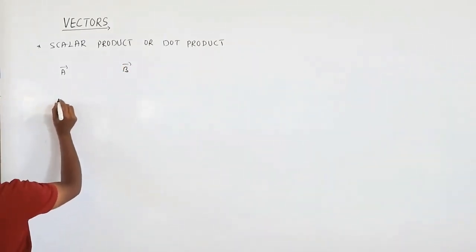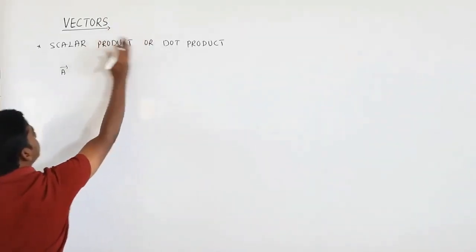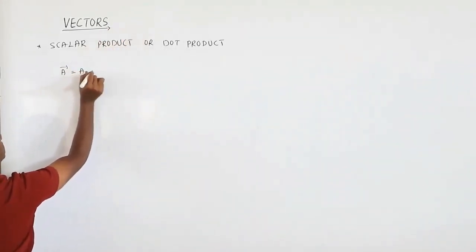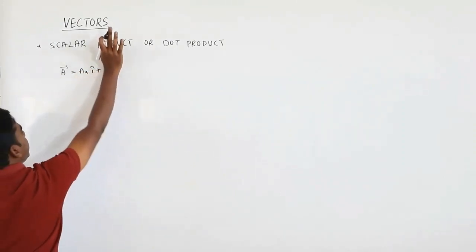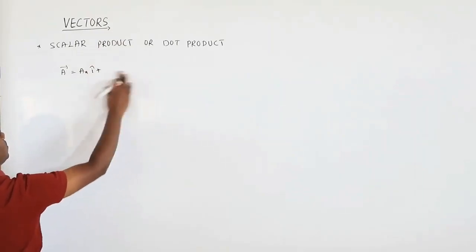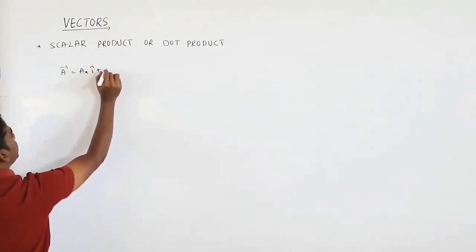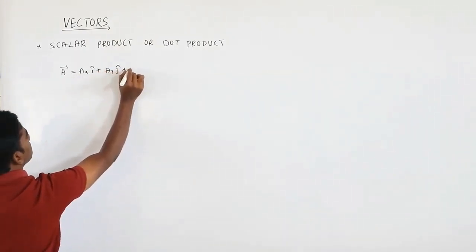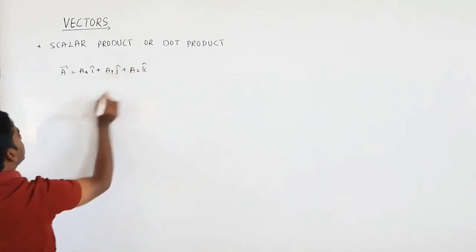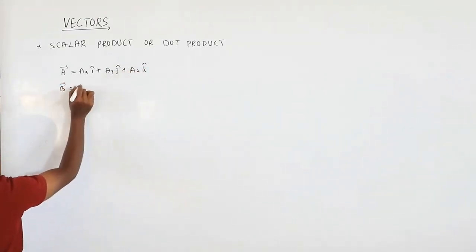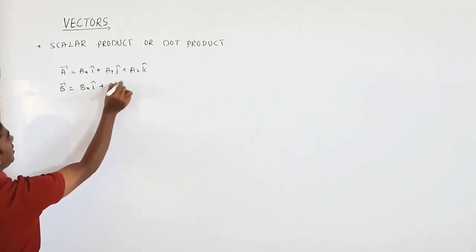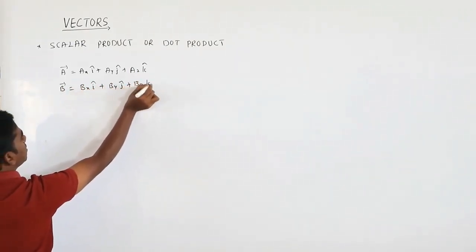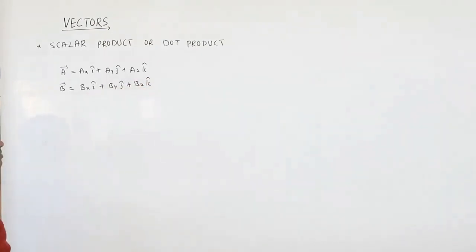Let me write vector A as Ax i cap plus Ay j cap plus Az k cap. And vector B you can take as Bx i cap plus By j cap plus Bz k cap. Okay, these are the two vectors.